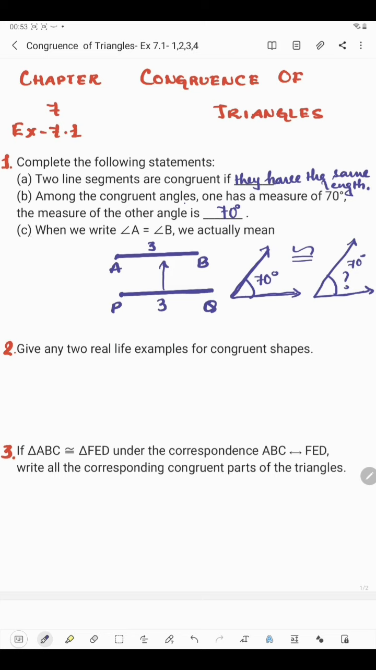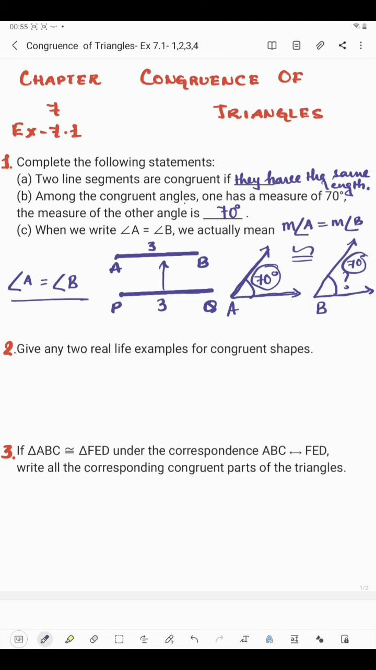Now in the C part we have: when we write angle A is equals to angle B, we actually mean, suppose this is angle A and this is angle B. When we have the same measure, suppose 70 degrees there, then only we can write angle A is equals to angle B. We actually mean measurement of angle A is equals to measurement of angle B. Okay. Now coming to question number 2.